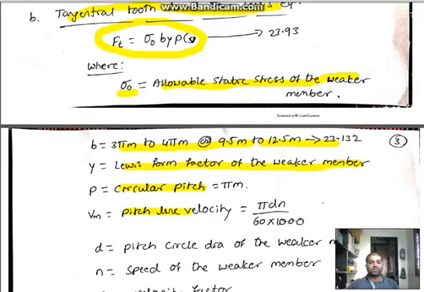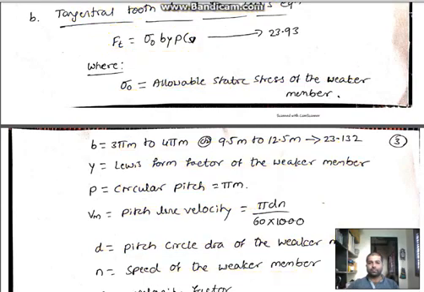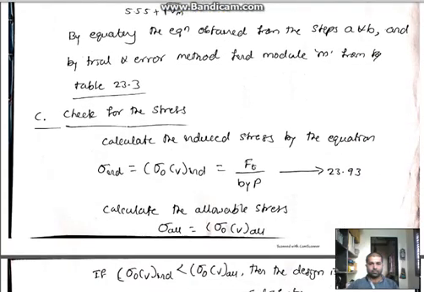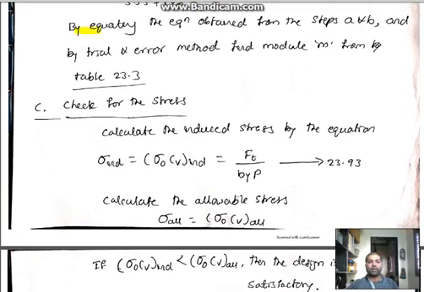Vm is the pitch line velocity. D is the pitch circle diameter of the weaker member. N is the speed of the weaker member. Cv is the velocity factor. The value of Cv is taken based on the pitch line velocity. By equating the equations obtained from the steps A and B and by doing the trial and error method, find the moduli m. Select standard moduli from the table 23.3.